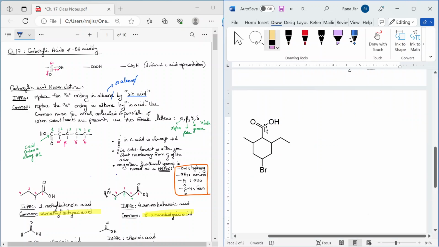Now, if we have a carboxylic acid coming off a cycle, in this case, then this carbon over here, we are going to call it carb.